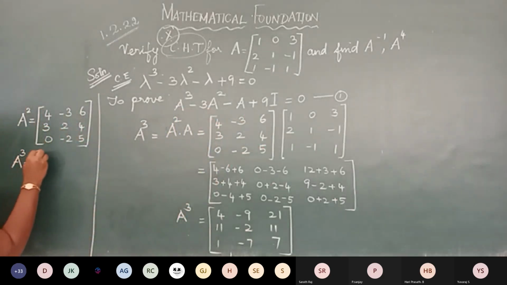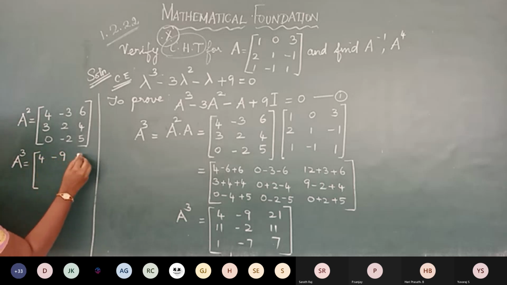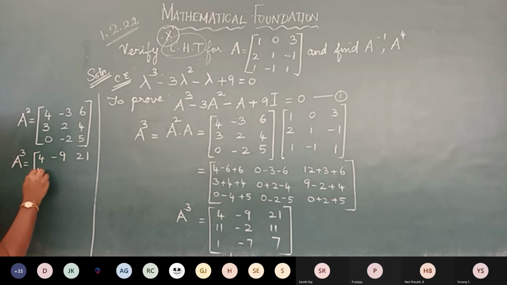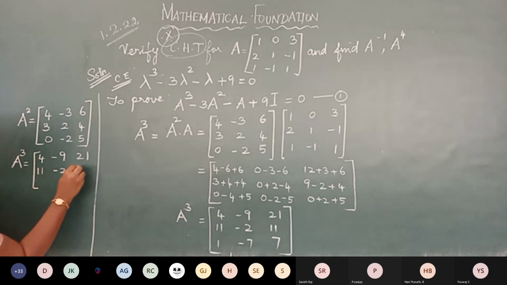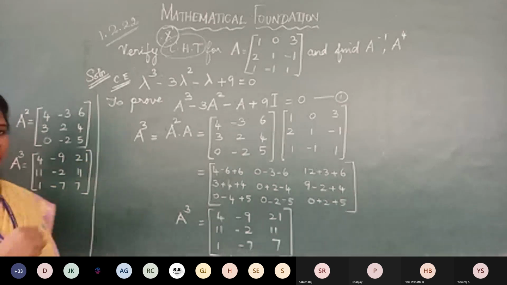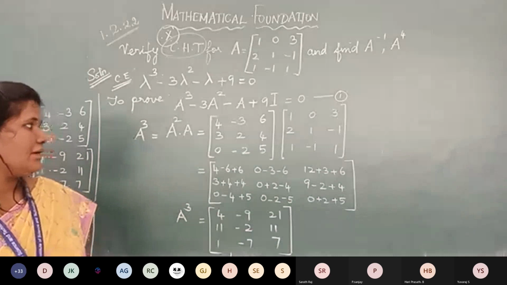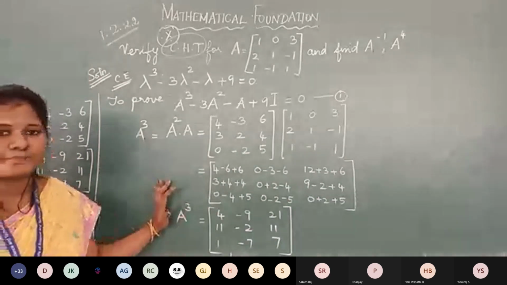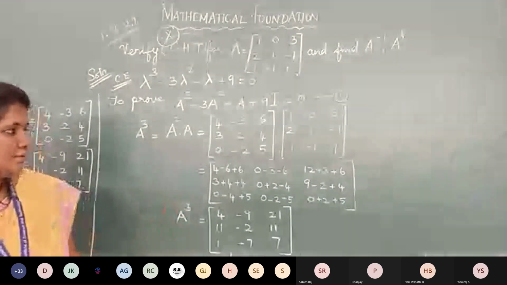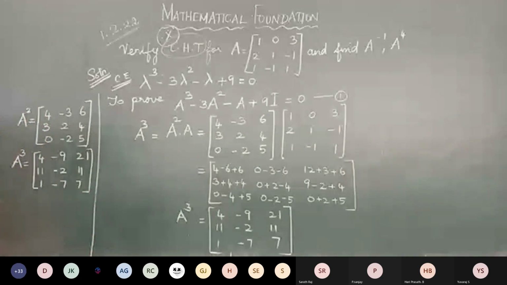So I will write this A cube value also separately here so that I can rub it. 4 minus 9, 21, 11 minus 2 and 11, 1 minus 7, 7. That is your A cube. Have you all finished writing your A cube? Do it quickly.